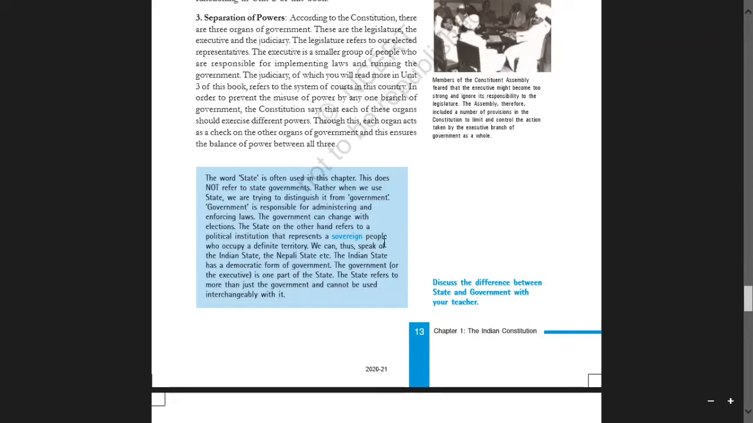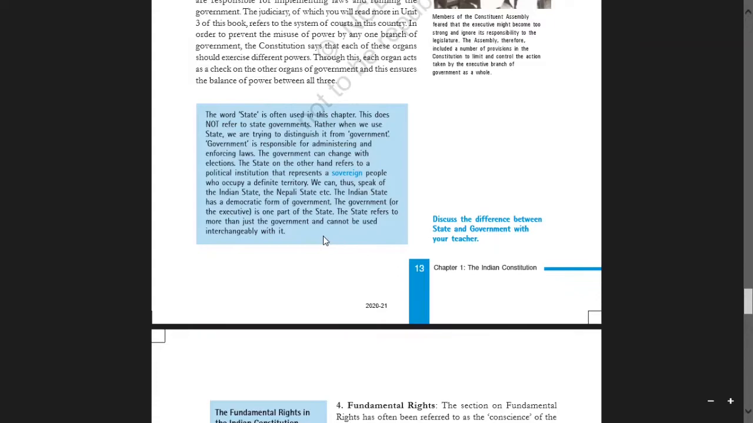We can thus speak of the Indian state, the Nepali state, etc. The Indian state has a democratic form of government. The government, or the executive, is one part of the state. The state refers to more than just the government and cannot be used interchangeably with it. Interchangeably means in a way that can be exchanged, so it cannot be used in such a way.